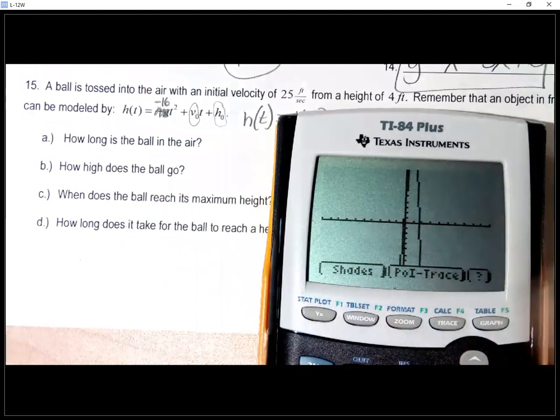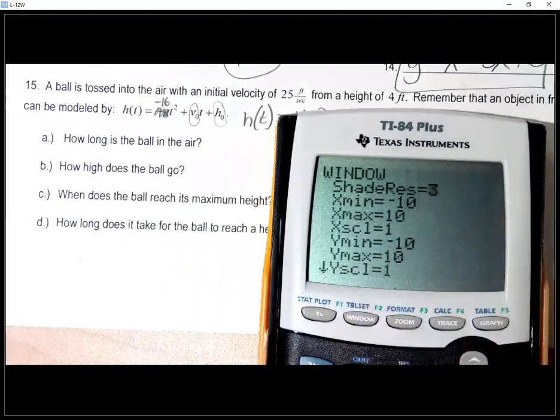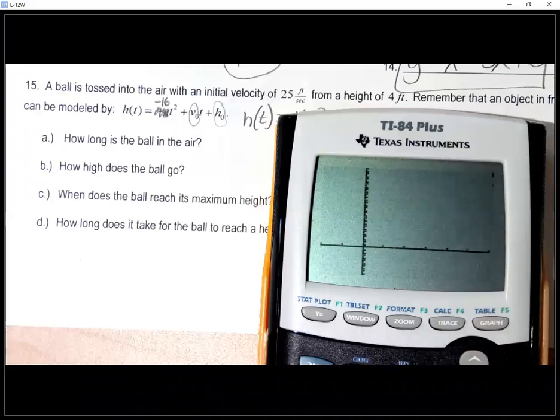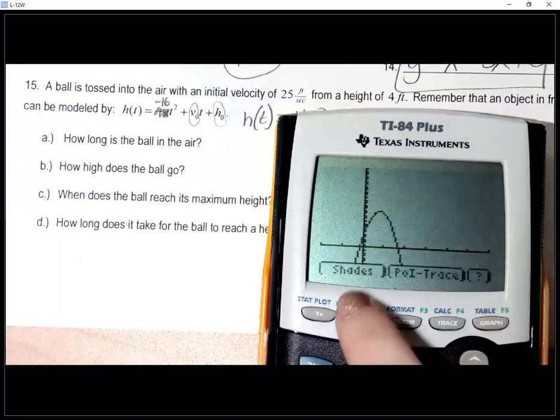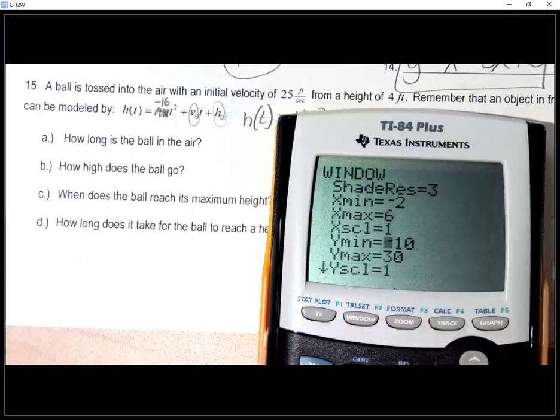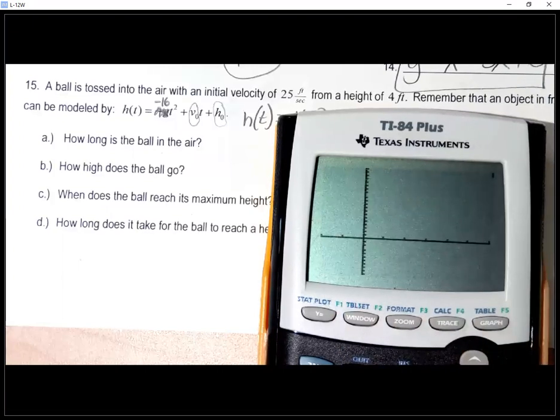So when I go to the window, I don't need to go all the way out to -10 on the X axis. Maybe I'll go to like -2 on the minimum side, and on the maximum side maybe I go up to, I don't know, 6. On the Y's, I had to go higher. So let's go up to, I don't know, 30. See what comes out. All right, I didn't have to go quite up to 30, so let's go to 20. That's fine, I can see everything I need to see.